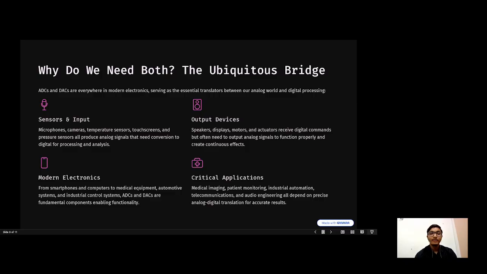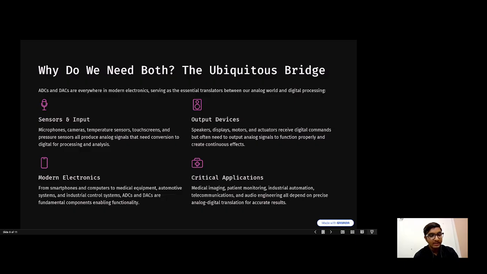So why do we need both? ADCs and DACs are everywhere in modern electronics. They serve as the essential translators between our analog world and digital processing. So sensors and inputs: microphones, cameras, temperature sensors, touch screens, and pressure sensors all produce analog signals that need conversion to digital for processing and analysis.